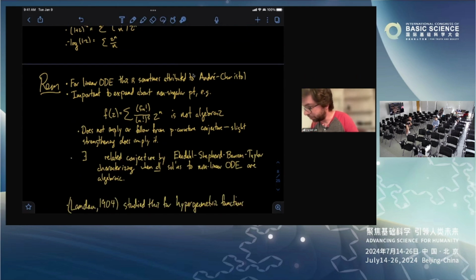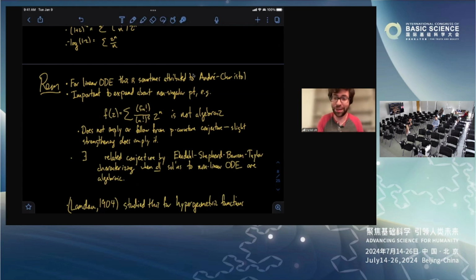Okay, so two more remarks. First of all, there's a related conjecture by Heckedal, Shepard, Barron, and Taylor, which tries, in the spirit of the p-curvature conjecture, to characterize when all solutions to a nonlinear ODE are algebraic. And I think that conjecture is really interesting.